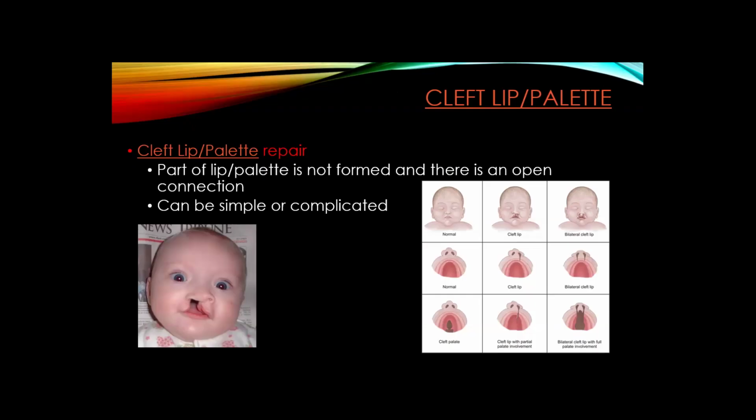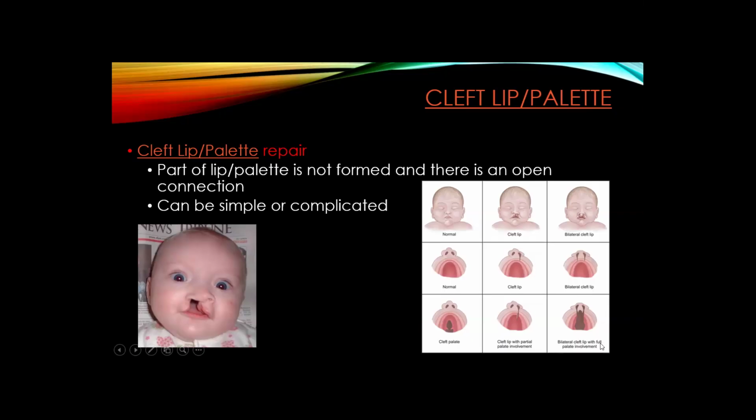Second to last thing we're going to talk about is cleft lip and palate. Super important for respiratory therapists because we do get involved in treatment of patients with cleft lip and palate because they have a very high chance of aspiration. Okay, so part of the lip or palate or both is not formed, and there's an opening or connection between the two. It can be very simple, such as just a hole in the lip that can be closed with a primary closure. It can be extremely complicated, such as this picture down here.